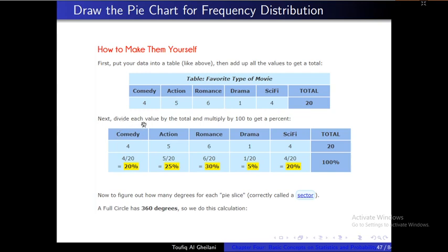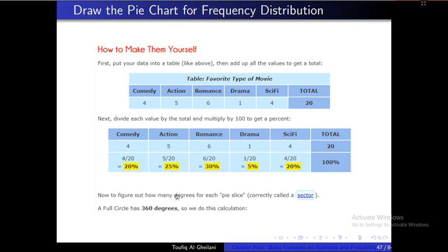Next, divide each value by the total and multiply by 100 to get the percent. For example, here 4 people like comedy, we divide by 20 and we times by 100, we get 20%. Action, there are 5 people, so we divide 5 by the total and multiply by 100%, we get 25%, and so on, and the total will be 100%.